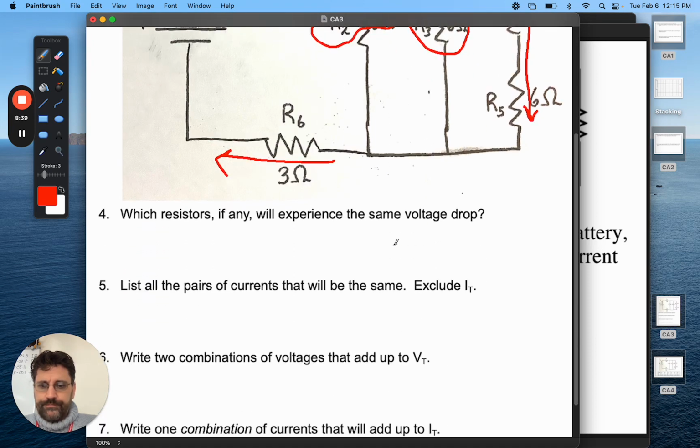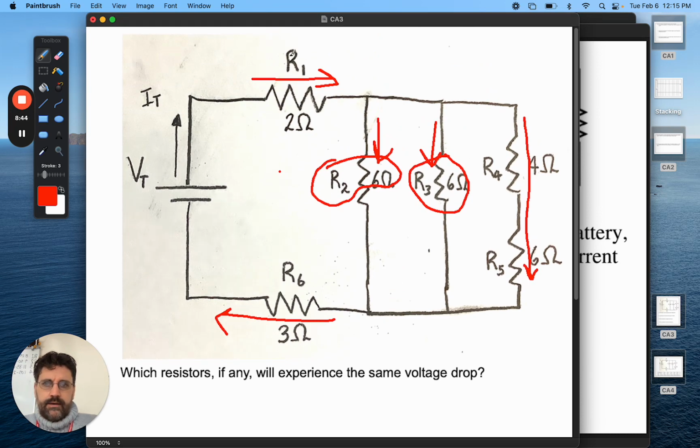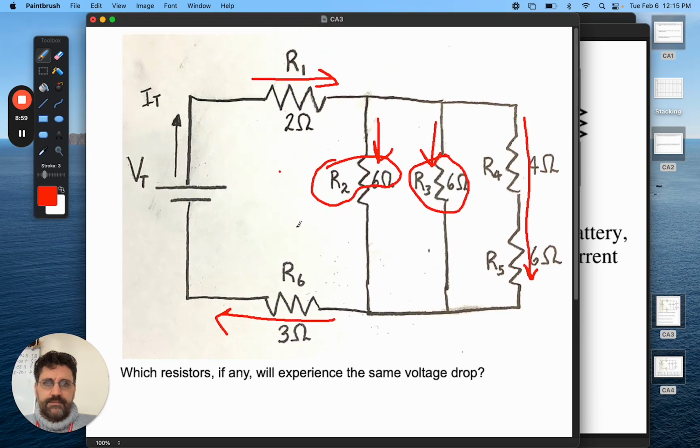There's 3 pairs. All right, 2 combos of voltage that add up to VT. V1, V2, and V6 works because you've made it around the loop. V1, V3, and V6 works, and also V1, V4, V5, and V6 works. You just have to basically go around the loop. And then one combination of currents that adds up to IT. So IT, basically have to add up the 3 branches all together because it's together at R1, it's together at R6. So that'd be I2 plus I3 plus either I4 or I5 because those are the same.